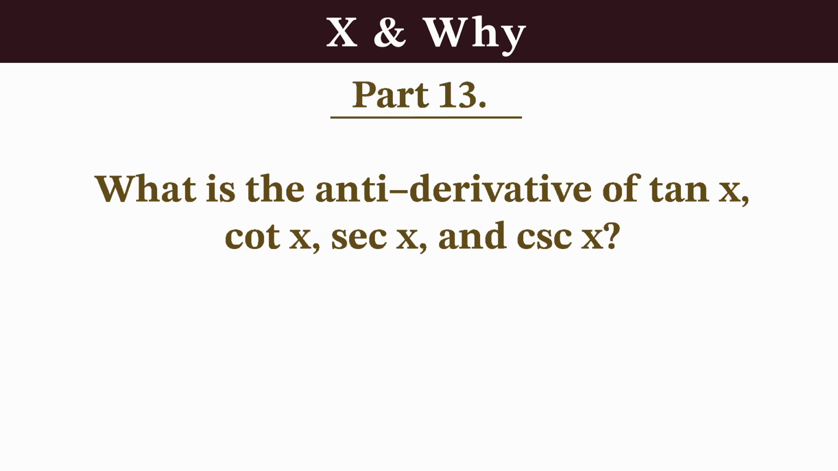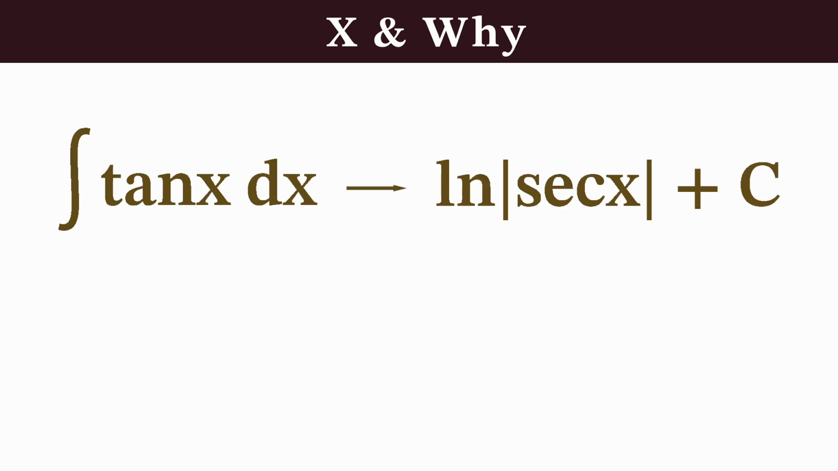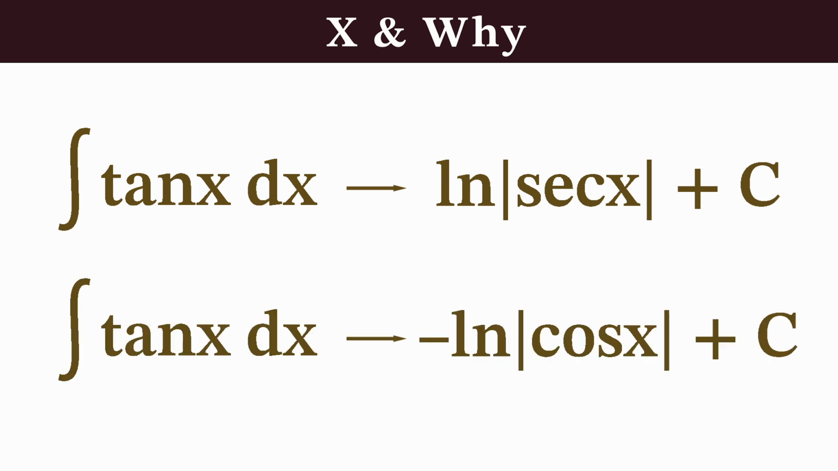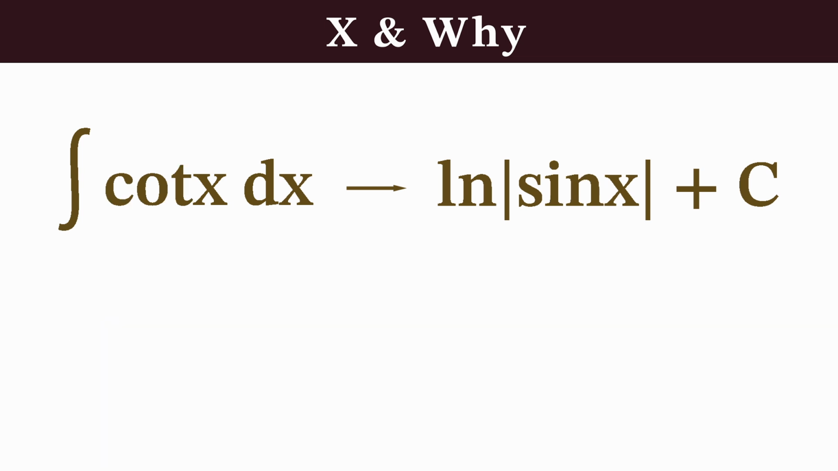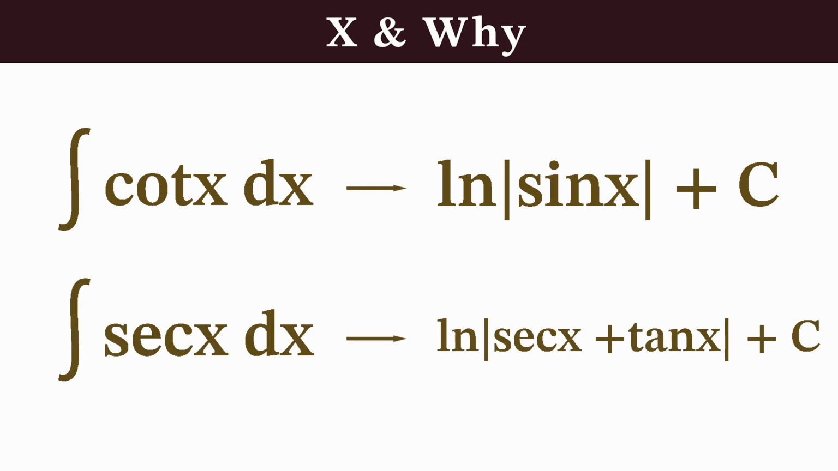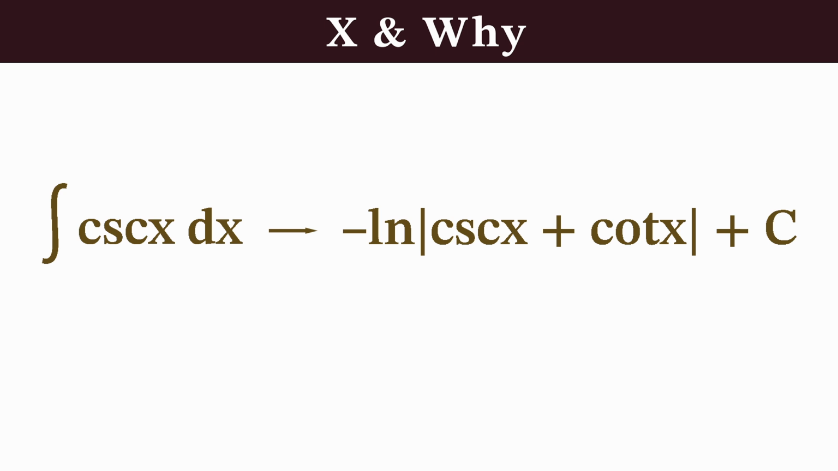Part 13. What is the antiderivative of tangent x, cotangent x, secant x, and cosecant x? The integral of tangent x evaluates to natural log absolute value of secant x plus c, and can also be written as negative natural log absolute value of cosine x plus c. The integral of cotangent x evaluates to natural log absolute value of sine x plus c. The integral of secant x evaluates to natural log absolute value secant x plus tangent x plus c. The integral of cosecant x evaluates to negative natural log absolute value cosecant x plus cotangent x plus c.